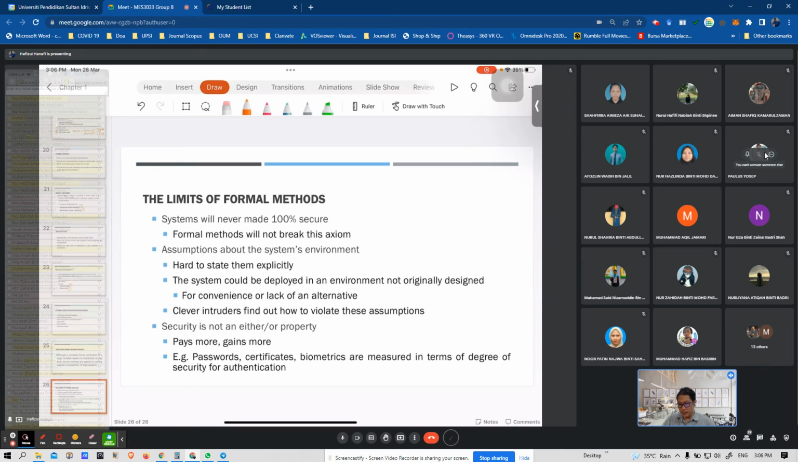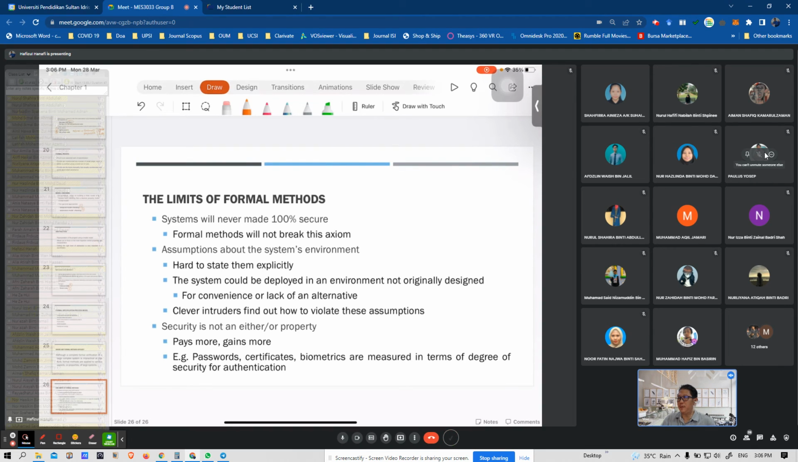And then number two, assumptions about the system environment are very hard to model for a complex system, because of what? Because it can violate some of the model. Okay, and then security is not an either-or property. Okay, because security is the major issue here.